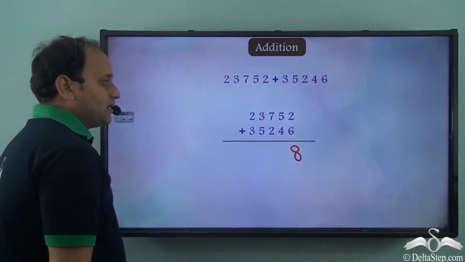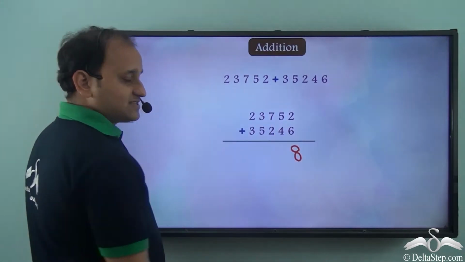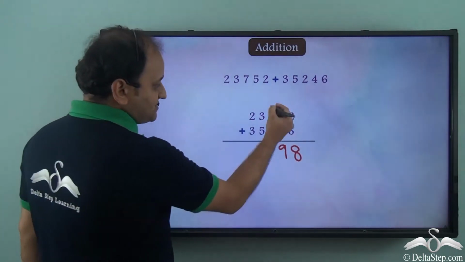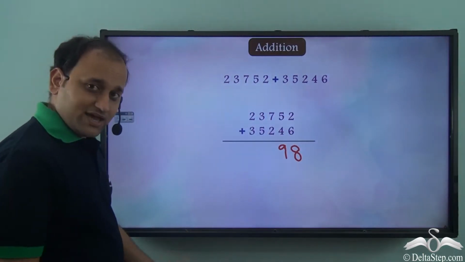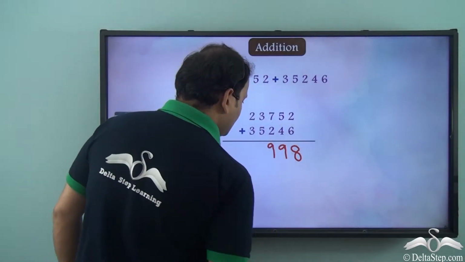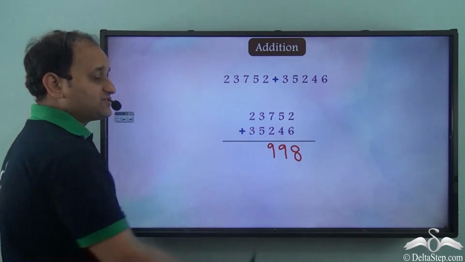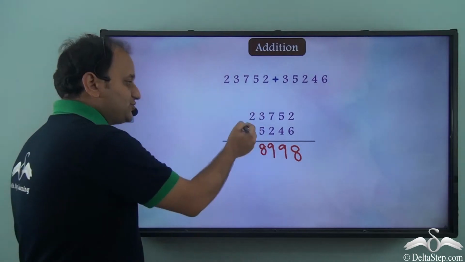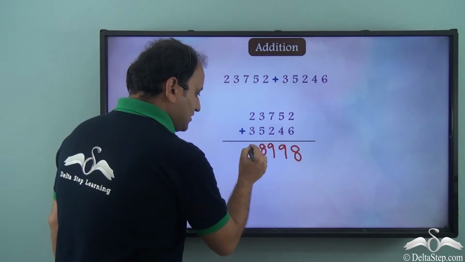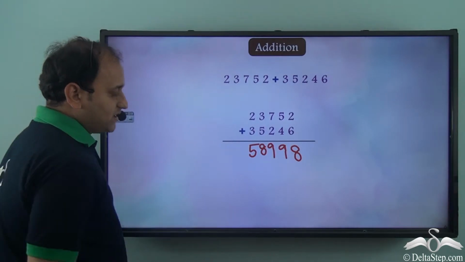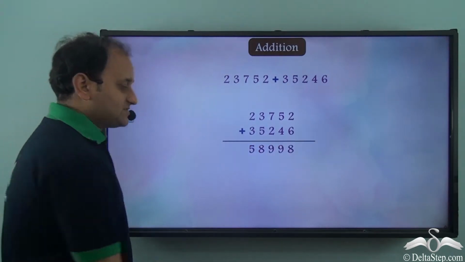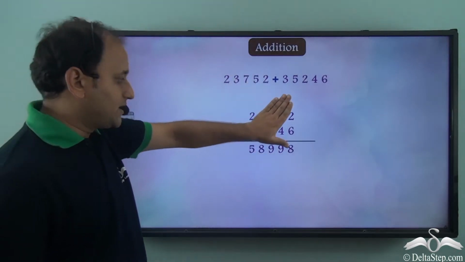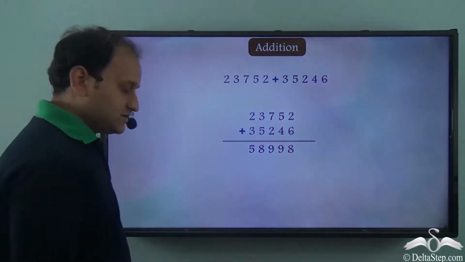So this is 8. Now next we have 5 plus 4, that is 9. Then we have 7 plus 2. 7 plus 2 again is 9. Next we have 5 plus 3, that is 8. And then we have 3 plus 2, that is 5. So what is the final answer? Final answer is 58998. So this is how we perform addition of 5-digit numbers.